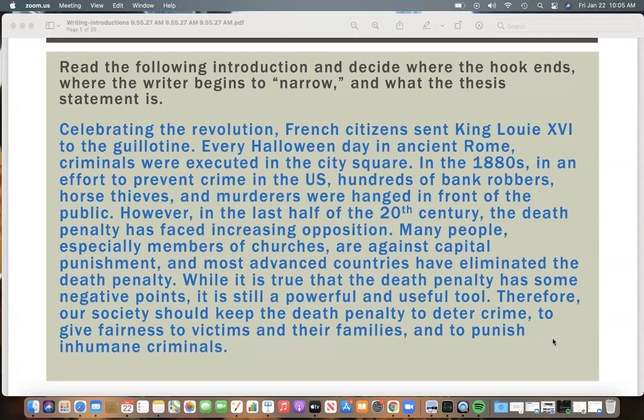to punish inhumane criminals. Very topical topic, very relevant right now, because this is something that's being talked about a lot in our country.